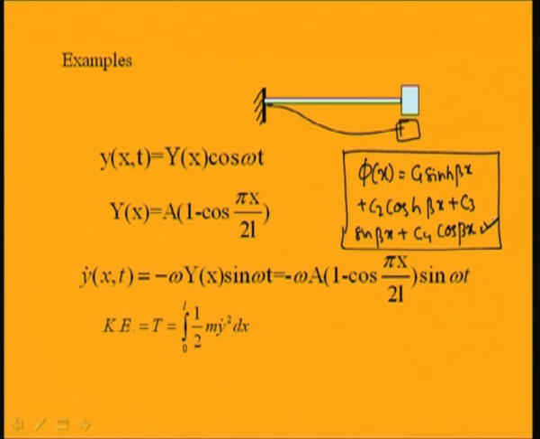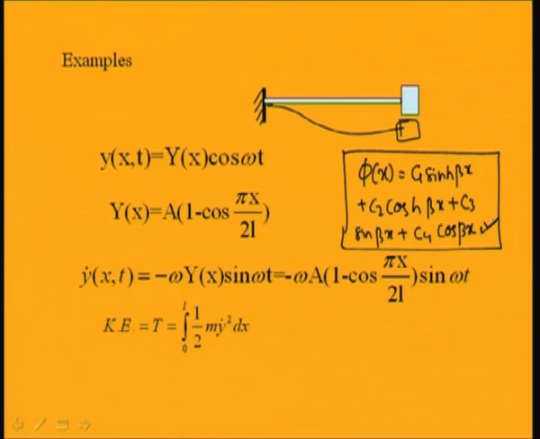In that case you may have to go for a computational method to find the frequencies of the system, as the frequency equation will not be a simple equation; you have to go for numerical methods. But in this approximate method, we can assume the solution y(x) equal to a into 1 minus cos pi x by 2l. So y dot (x,t) can be written in this form: minus omega y(x) sin omega t, equal to minus omega a into 1 minus cos pi x by 2l sin omega t.